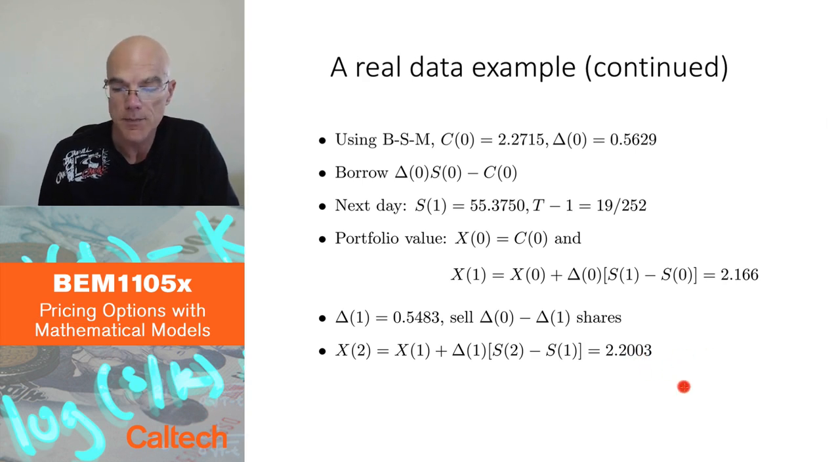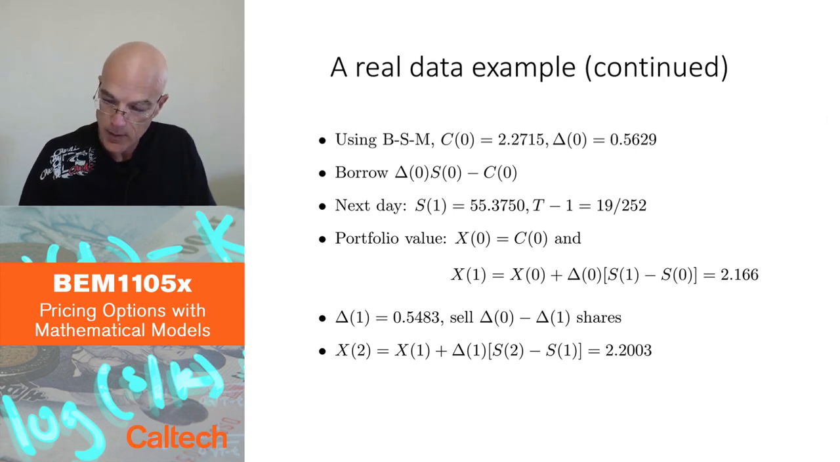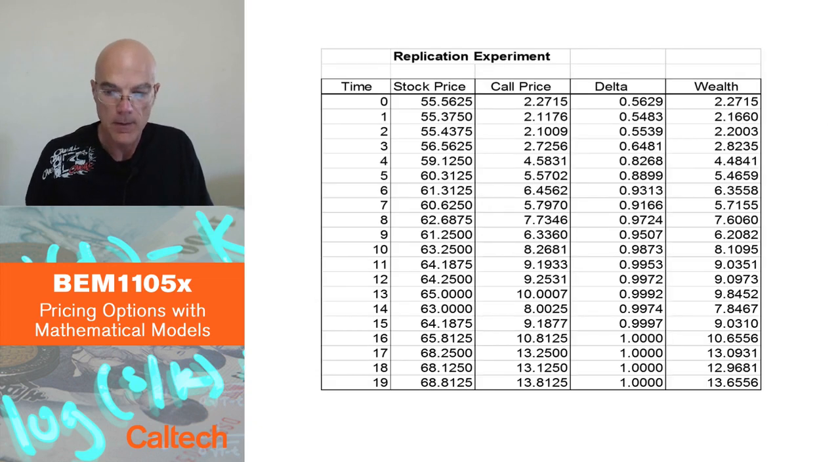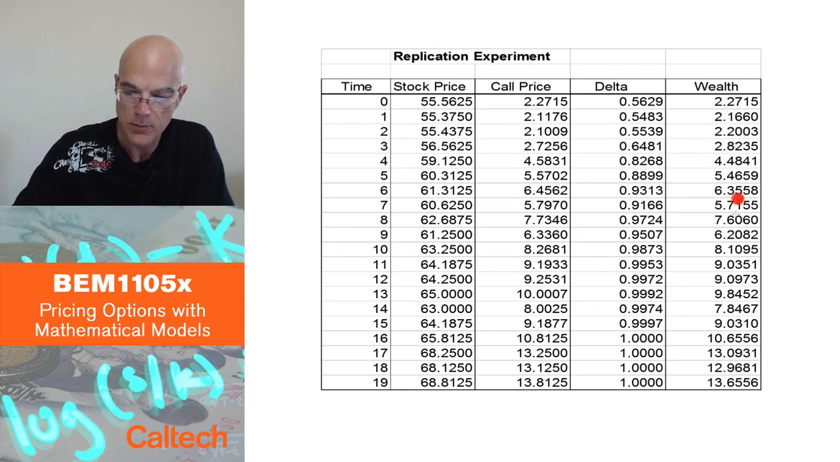And I continue like this. I'm ignoring here a bid-ask spread, the transaction cost. I'm assuming that I can do this in a perfect market, and I put the interest rate to 0. But in any case, in that situation, my wealth would go from 2.27, which was the Black-Scholes price of the option, then it goes down, then it goes up, and eventually, if you do the computations, it goes to 13.66.